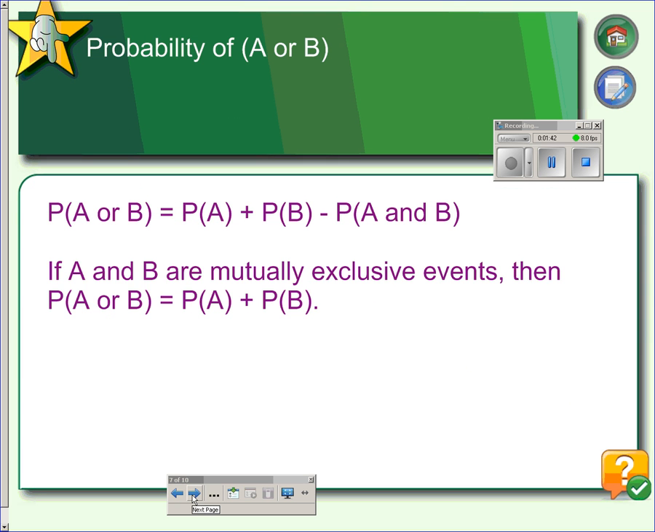So if events are mutually exclusive and we're doing an OR type of probability, then we will add the two probabilities together. Only if they're mutually exclusive will it be this simple formula. If the events are not mutually exclusive, we have to do this more complicated formula at the top. So let me show you how it works.